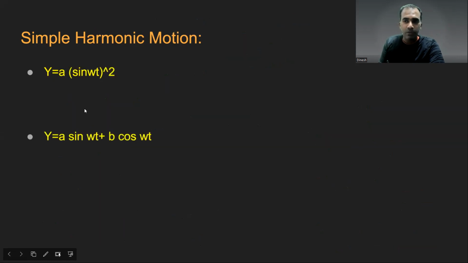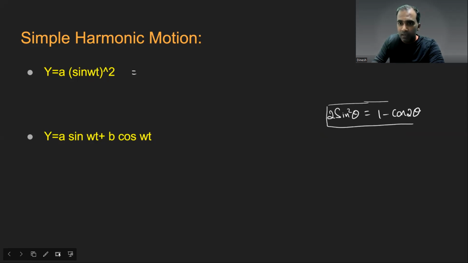Next one. Can you quickly do this one? 2 sine square theta, you can write it as 1 minus cos 2 theta. Right? If at all I'm writing anything behind my video, just let me know. Similarly, 2 cos square theta is 1 plus cos 2 theta.